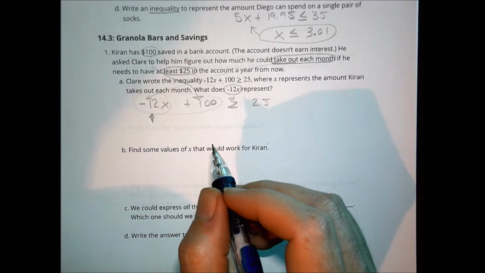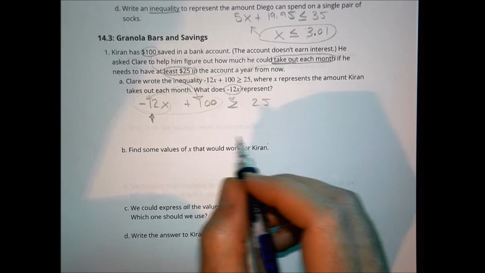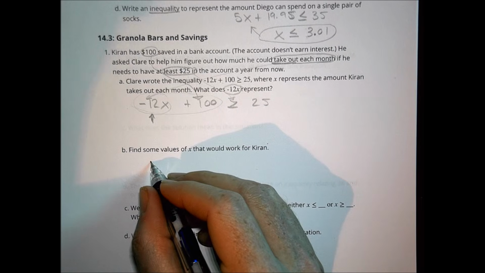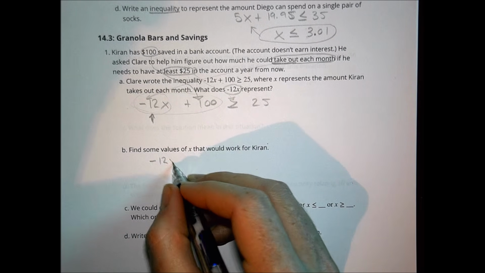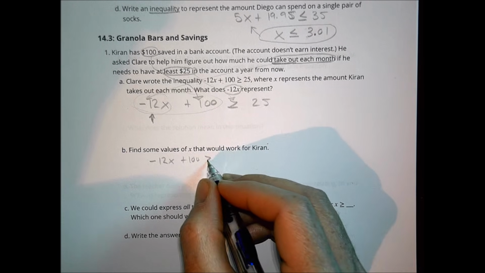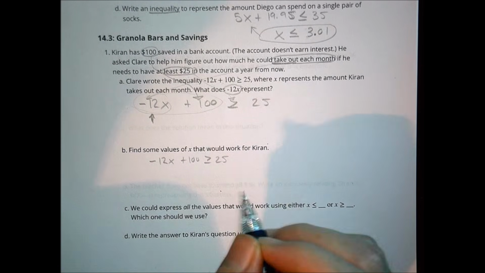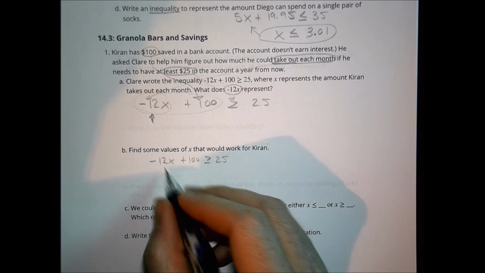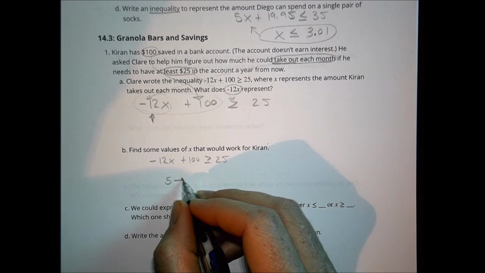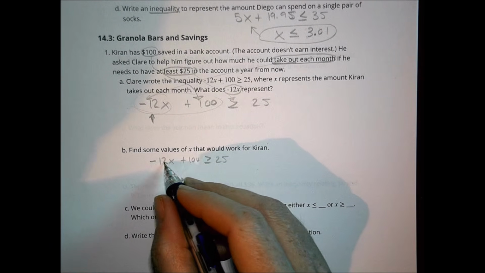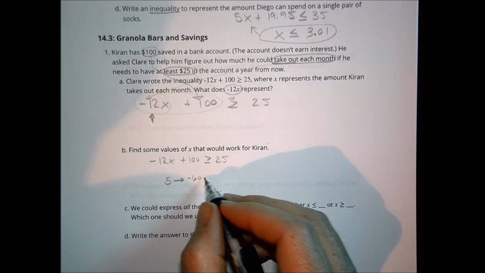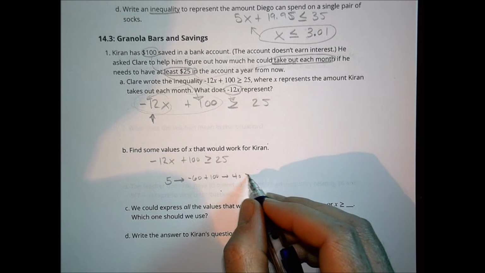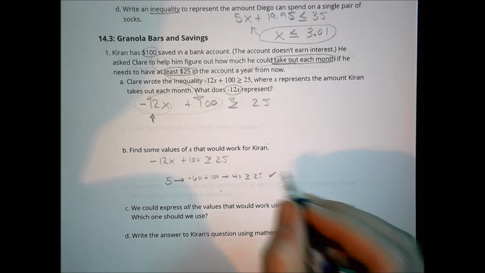So find some values of x that would work for Kieran. Looking at negative 12x plus 100 being greater than or equal to 25, I need to think about some numbers that could work, just using some logic. Let's say that x was equal to 5. I'd end up with negative 12 times 5, which becomes negative 60, plus 100, and that becomes a positive 40. Is positive 40 greater than or equal to 25? Yes, it is. That would work.